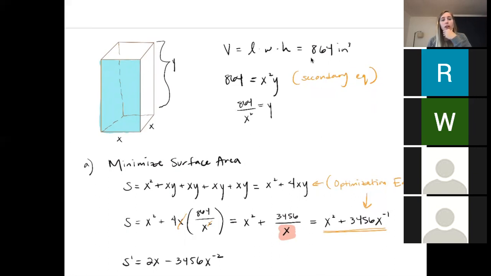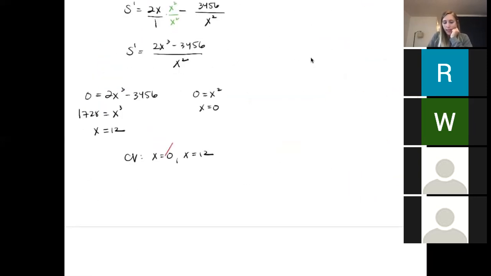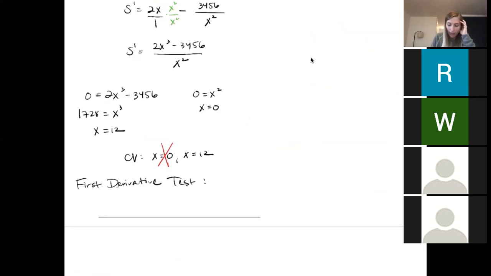So we're not going to define our optimization equation on a closed interval. But we do know that both x and y have to be greater than 0. So we can throw out 0 as a critical value, but we will want to use it on our analysis line. And we're going to use the first derivative test because for this particular situation, we can't come up with a closed interval that our optimization equation is defined on. So 0 is an endpoint of our interval, and 12 is a critical value.